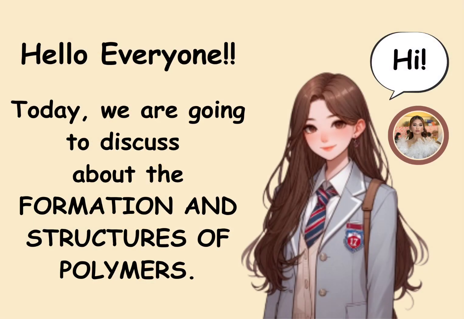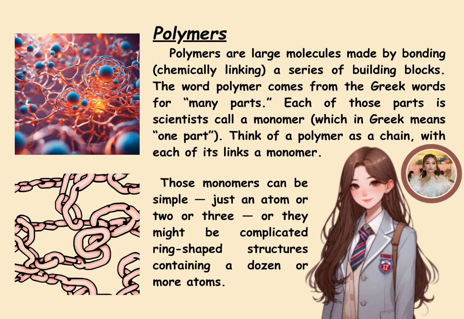Hello everyone. Today we're going to discuss the formation and structures of polymers. Polymers are large molecules made by bonding or chemically linking a series of building blocks. The word polymer comes from the Greek words for many parts. Each of those parts is what scientists call a monomer, which in Greek means one part. Think of a polymer as a chain, with each of its links a monomer.